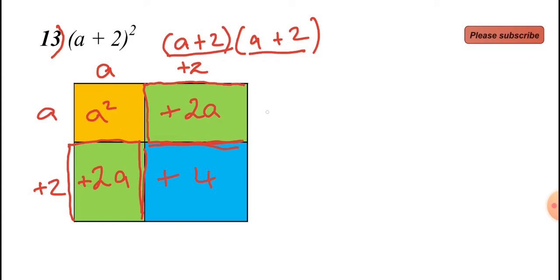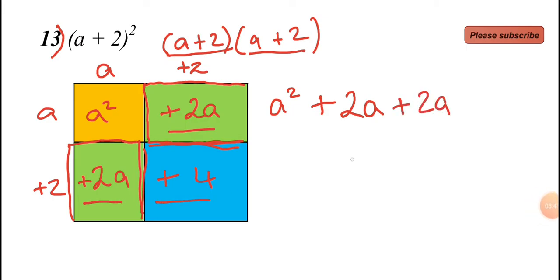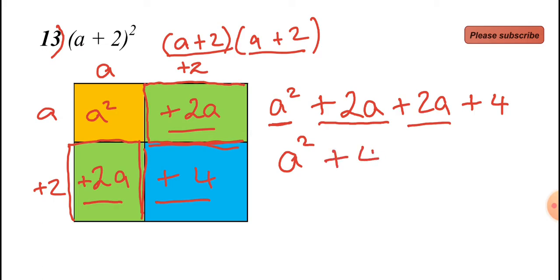So from the yellow square we get a squared. From here we get plus 2a, and then from here we get another plus 2a, and from here we get plus 4. So the a squared, there's no collecting like terms there, so just a squared. And then plus 2a and plus 2a is plus 4a. And then with the plus 4, there's no collecting like terms, so just copy that down.